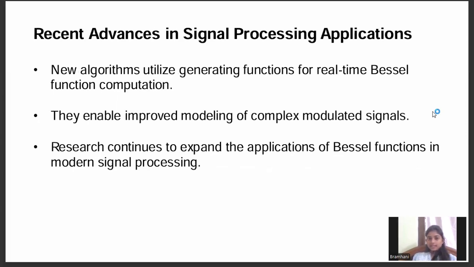Recent advances in signal processing applications: new algorithms utilize generating functions for real-time Bessel function computation. They enable improved modeling for complex modulated signals. Research continues to expand the applications of Bessel functions in modern signal processing.